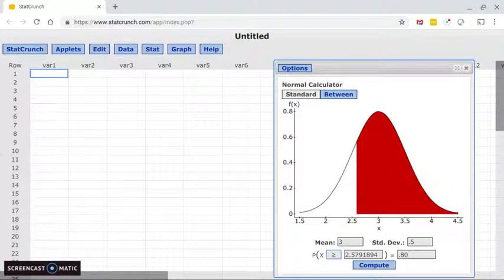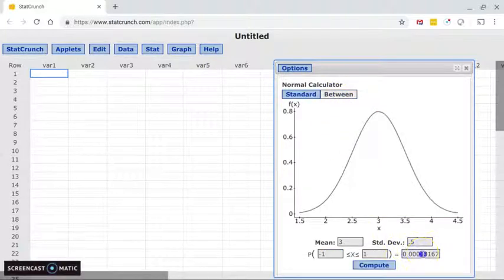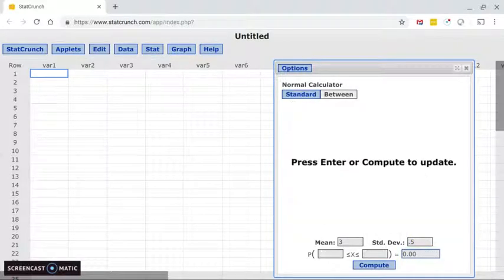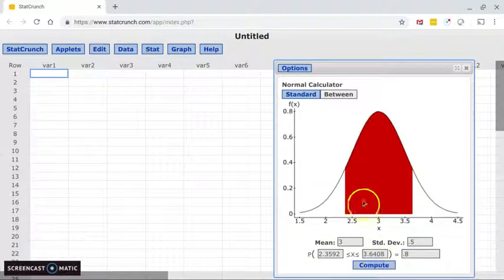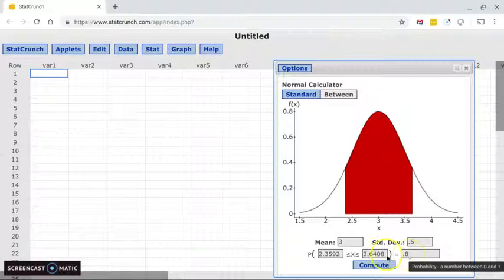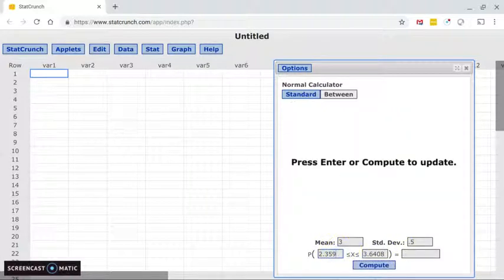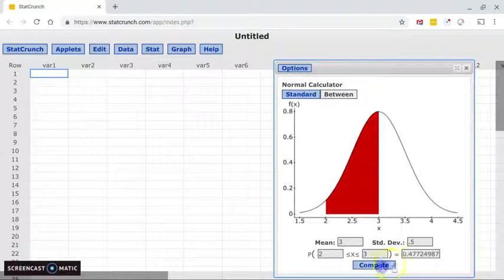Okay. There are other things that you can do with the calculator. There's between, right? So if we wanted to know what's the middle 80% of the curve, we could do that. And that's between about 2.4 and 3.6. We could also find out what percent of the distribution is between, say, 2 and 3. Now this is going to give me a probability, right? Well, that's about 47%. This shading is about 47% of the curve.